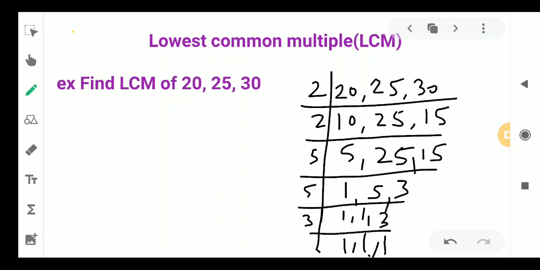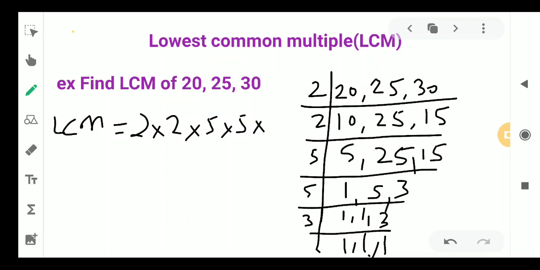Now while finding the LCM, what will we do? We will multiply all these prime factors. So 2 into 2 into 5 into 5 into 3. Now do the multiplication. 2 times 2 is 4, 4 times 5 is 20, 20 times 5 is 100, 100 times 3 is 300. So their LCM is 300.